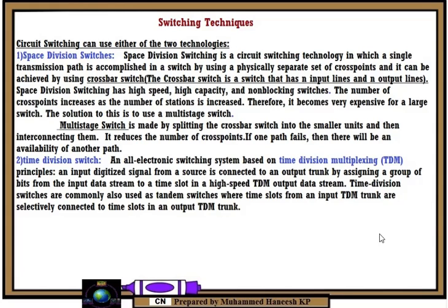Now moving to another technology, that is the time division switch. An old electronic switching system based on time division multiplexing principles. An input digitalized signal from a source is connected to an output trunk by assigning a group of bits from the input data stream to a time slot in a high speed TDM output data stream. Time division switches are commonly also used as tandem switches, where time slots from an input TDM trunk are selectively connected to time slots in an output TDM trunk.